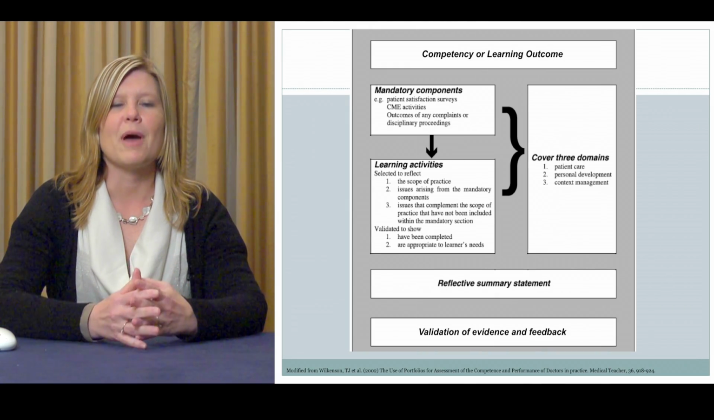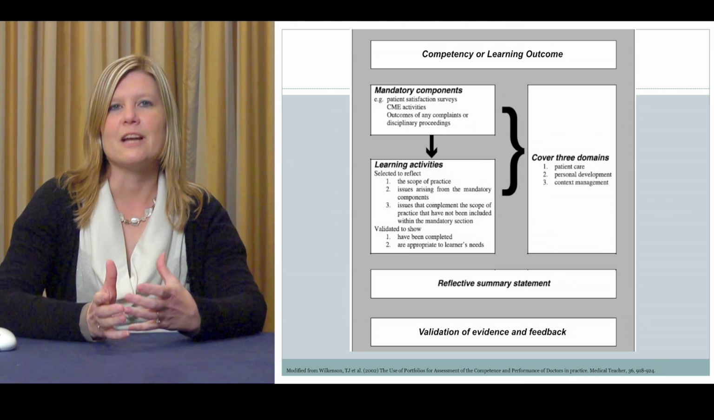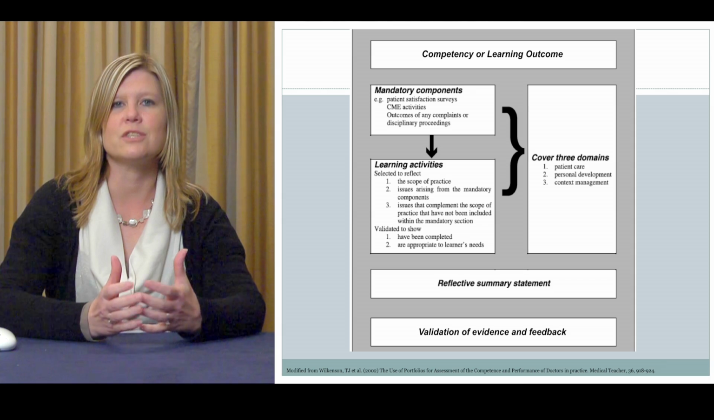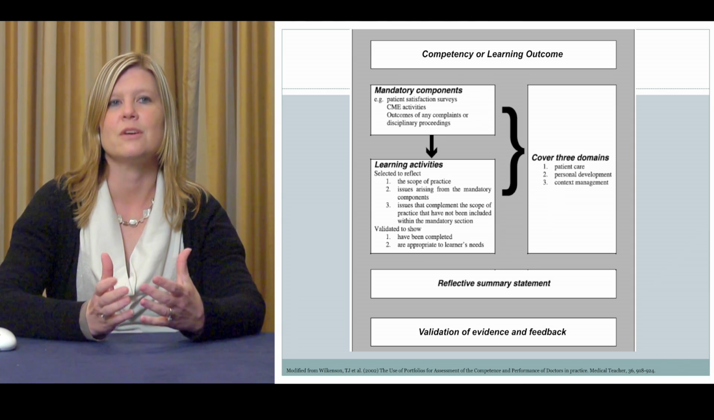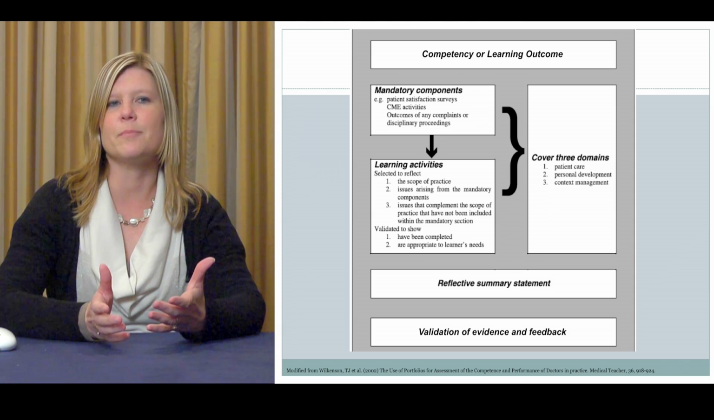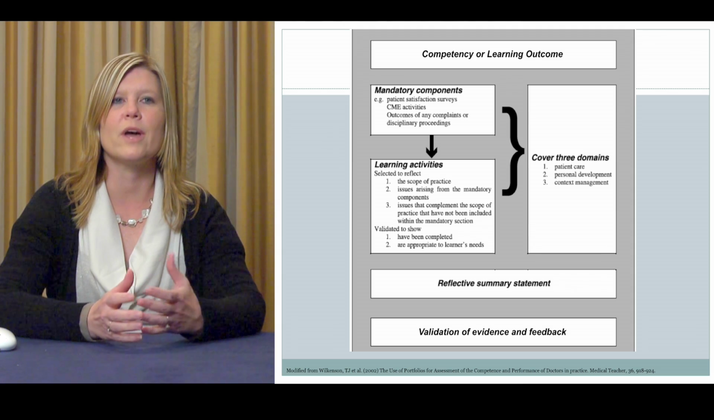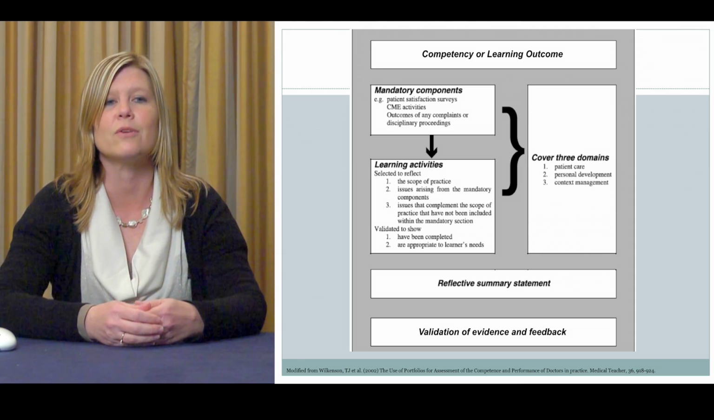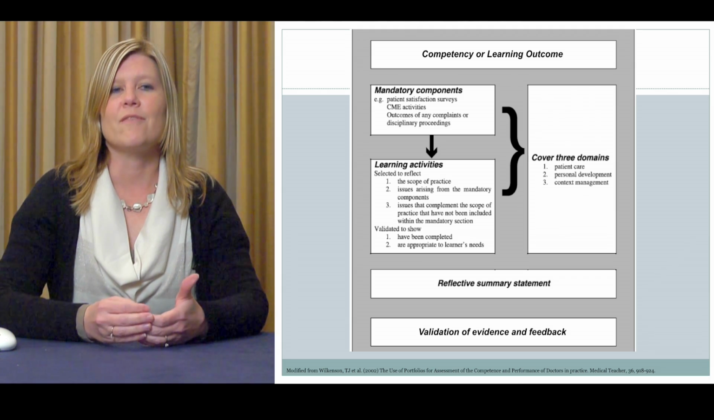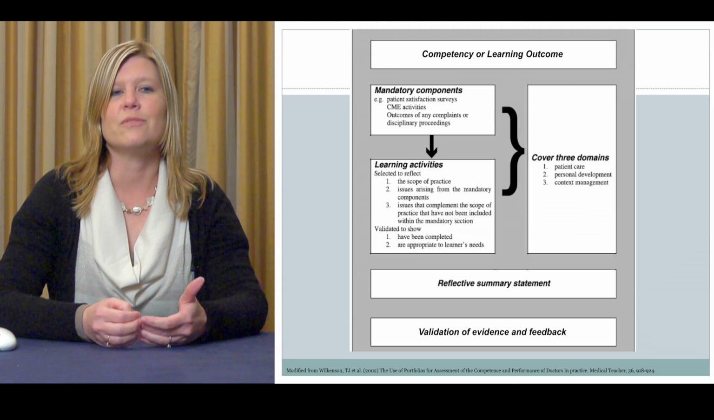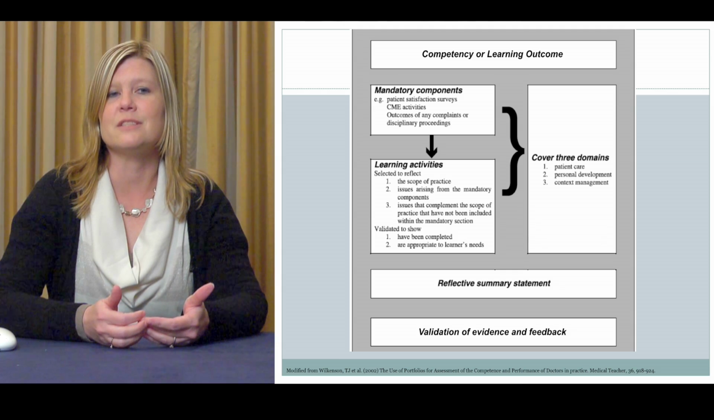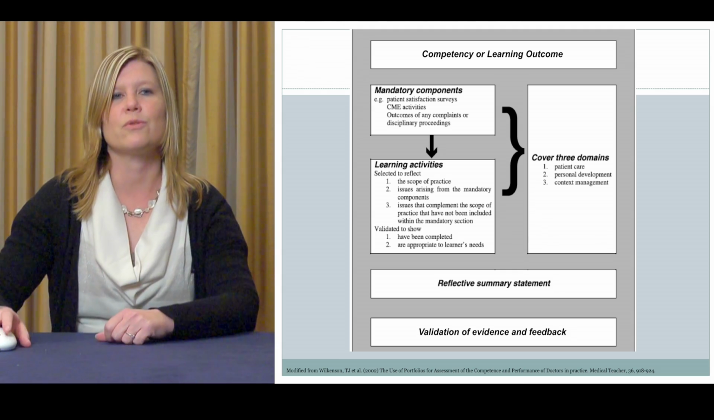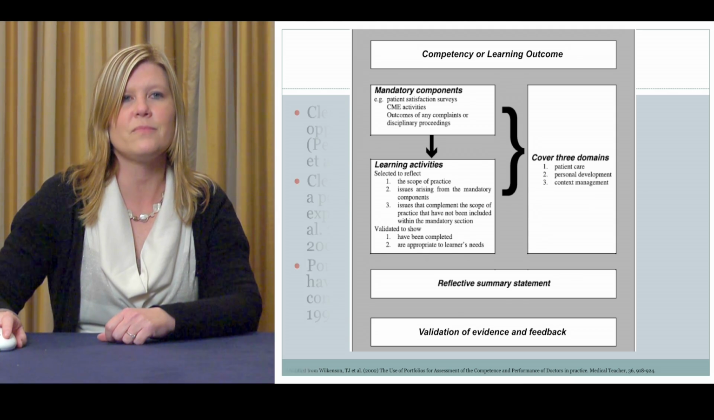So whenever we're thinking about portfolios, we want them to be more attached to a learning activity, a learning outcome, or a competency. We want students to show that they have developed in a certain area. So this is a better diagram of what a portfolio could look like that's really a good portfolio. And you'll notice at the bottom we have the reflective piece and we have the validation for the evidence they provided and feedback. So those are key issues that we're going to talk about as we go through the presentation.